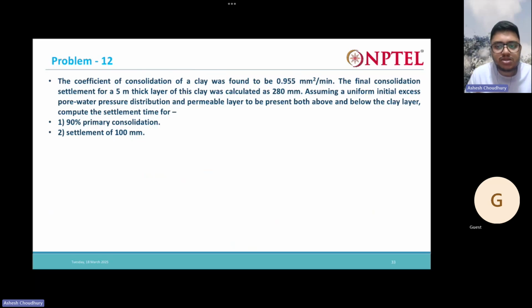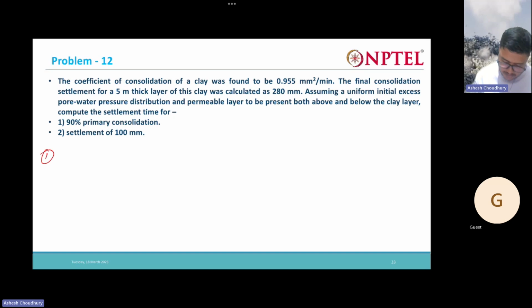Assuming a uniform initial excess pore water pressure distribution and permeable layer to be present both above and below the clay layer, compute the following. Permeable layer is present both above and below the clay, that means double drainage condition. And we have to assume uniform initial pore pressure everywhere, that the initial excess water pressure is uniform across the soil layer. Compute the settlement time for 90% primary consolidation and for a settlement of 100 mm. So these two cases we need to calculate.